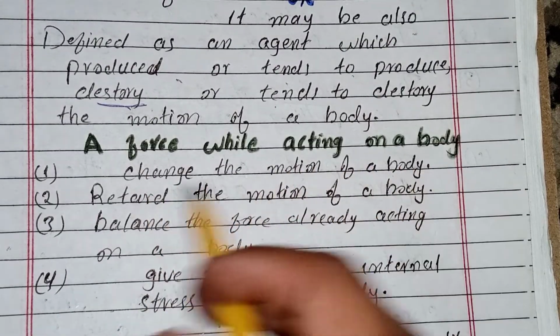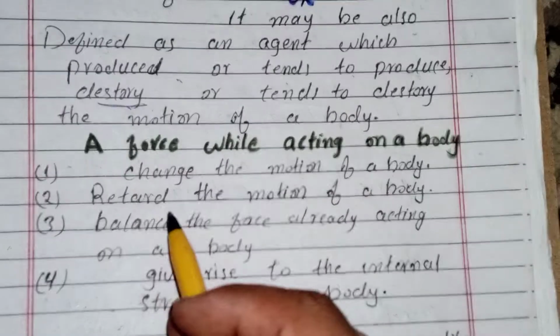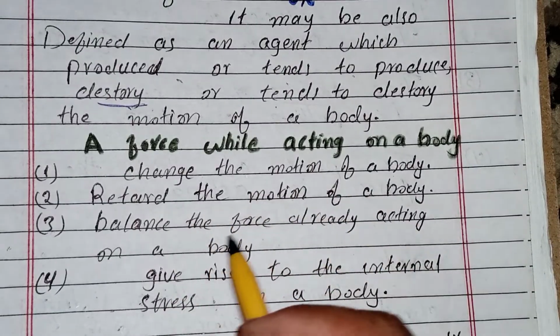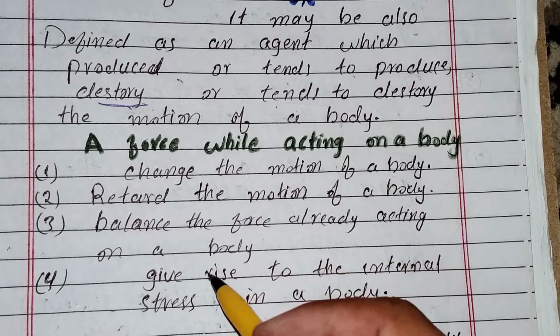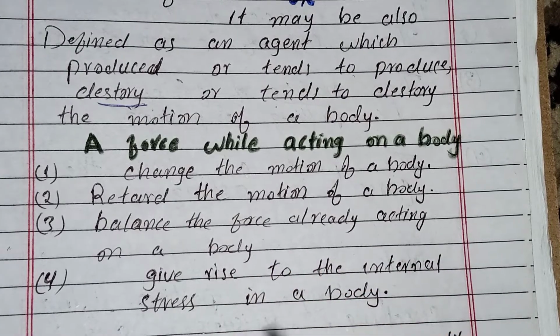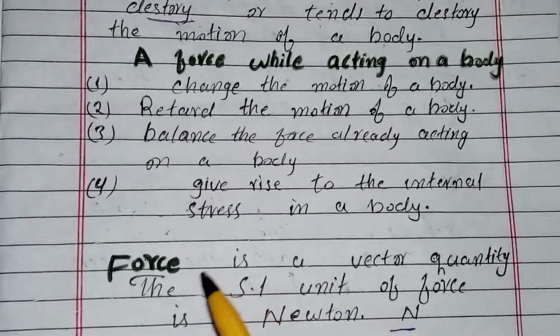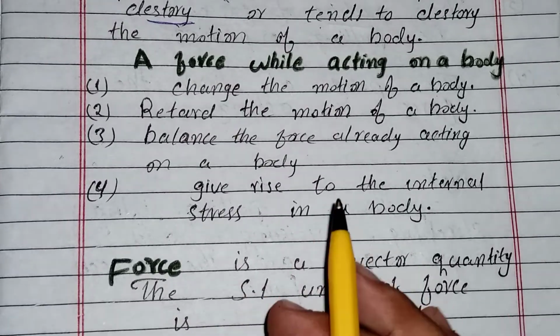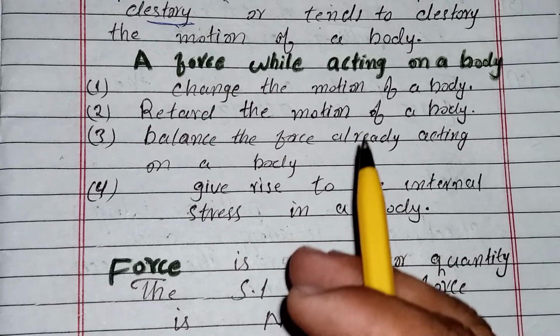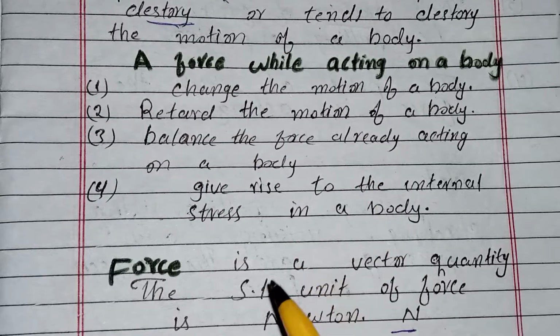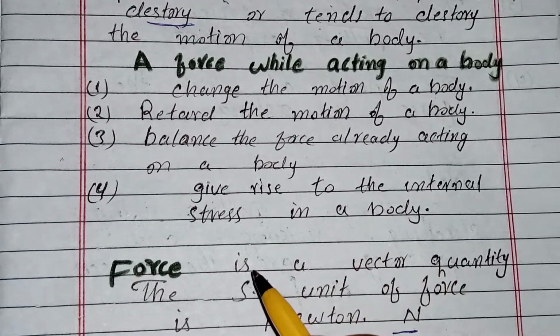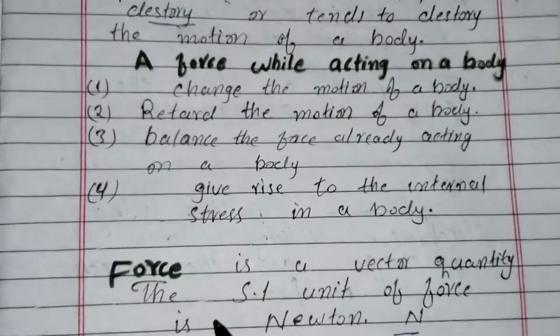A force, while acting on a body, changes the motion of a body, retards the motion of a body, balances the force already acting on a body, and gives rise to internal stress in a body. Force is a vector quantity because it has a specified magnitude and direction. Therefore we can say that force is a vector quantity.